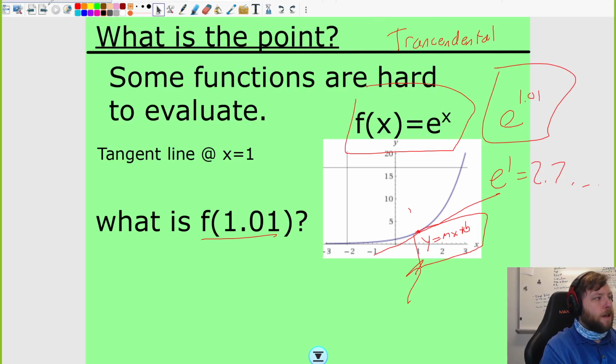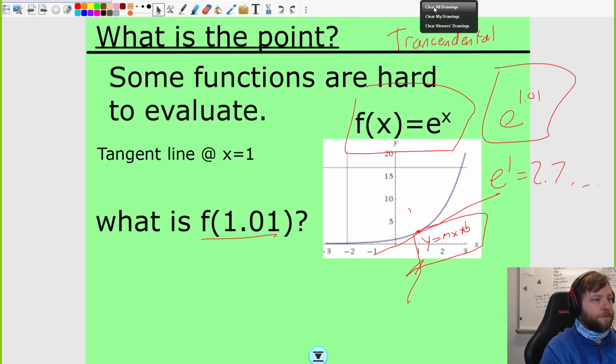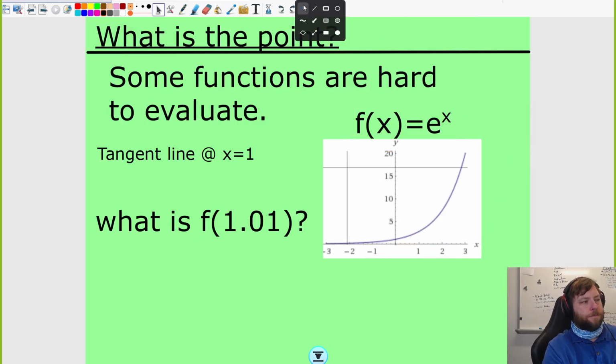So anyways, here's how it works. Oh, wait, I thought it was in that example. So how would I do this? What I want to do is create the tangent line for e to the x at x equals 1. So f prime of x would be e to the x. So f prime of 1 is just e to the 1, so it's about 2.713. We'll round it.